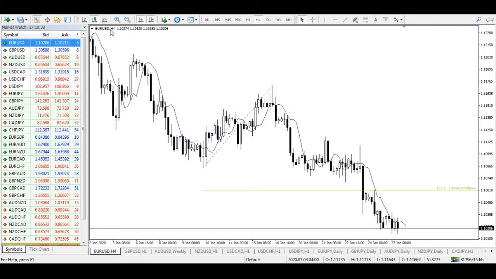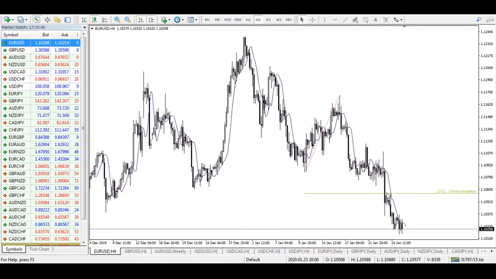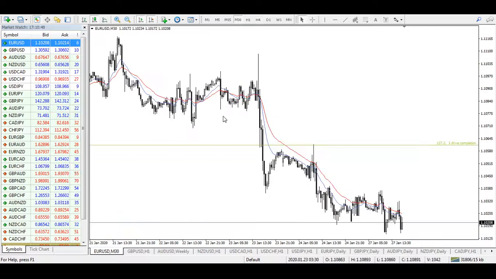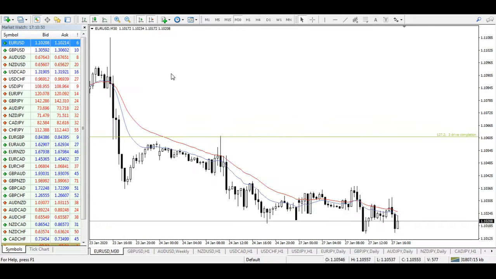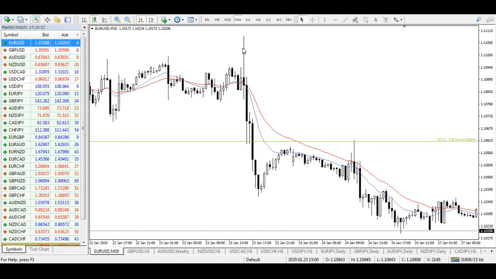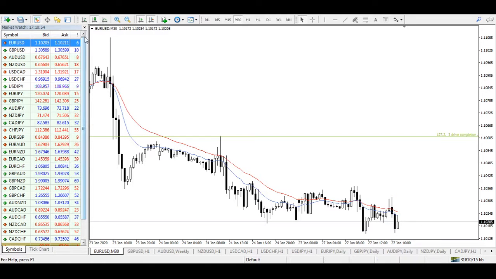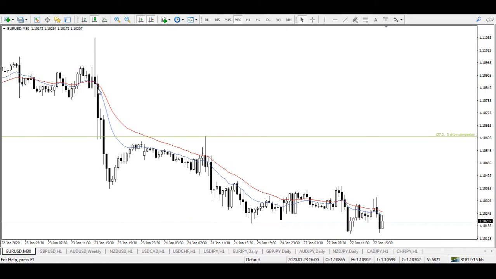And later it was expected that the market should retrace to the upside after completing this 3-drive from this area. There was a mild reaction which can be seen on the half hour time frame. This was the fall after the spike to the upside following the ECB press conference. This was the fall, and here after reaching the completion point of this 3-drive, there was a mild reaction.